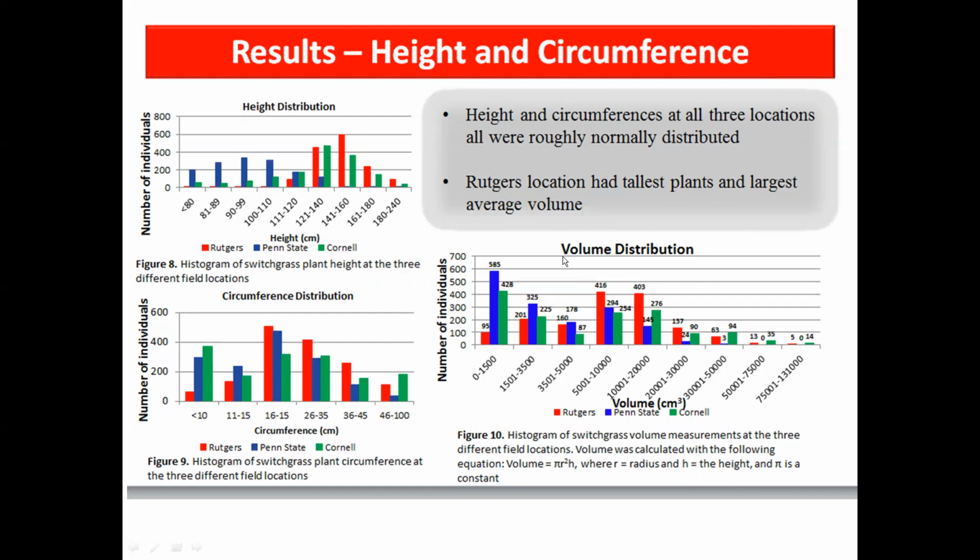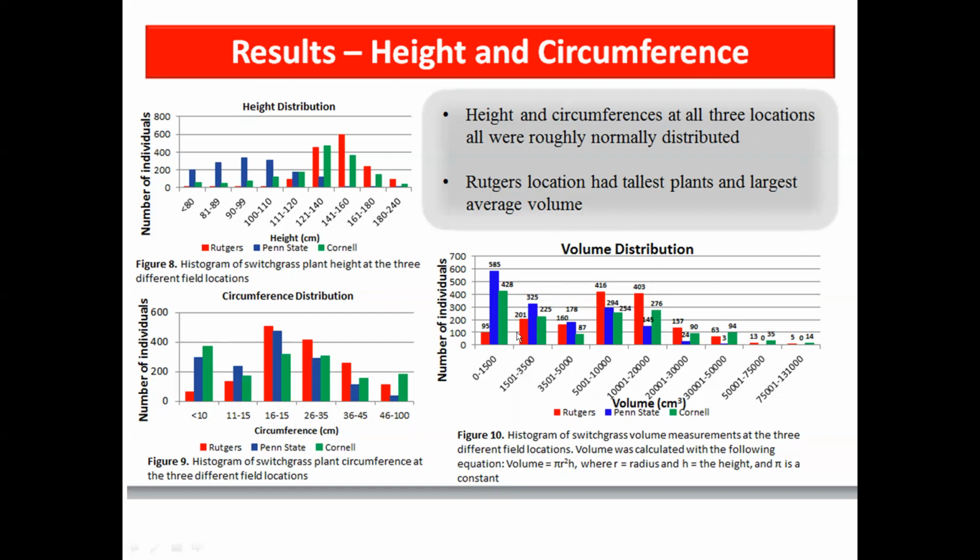So similarly to what we saw with the height measurements, the Cornell and Rutgers locations averaged about 11,000 cubic centimeters, whereas the Penn State location had a volume of about 4,500 cubic centimeters. And some of the plants in the Rutgers and Cornell sites were actually quite massive, with volumes of more than 100 cubic centimeters.